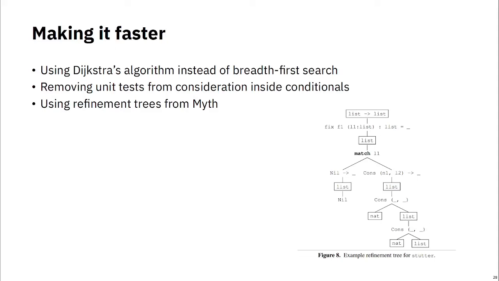Finally, Myth's version of our refinement tree approach is significantly simpler than ours because of the lack of primitives, and also it is cached, meaning that we can just fill in the holes in their trees, whereas we repeatedly add holes. Caching this would make it significantly simpler.